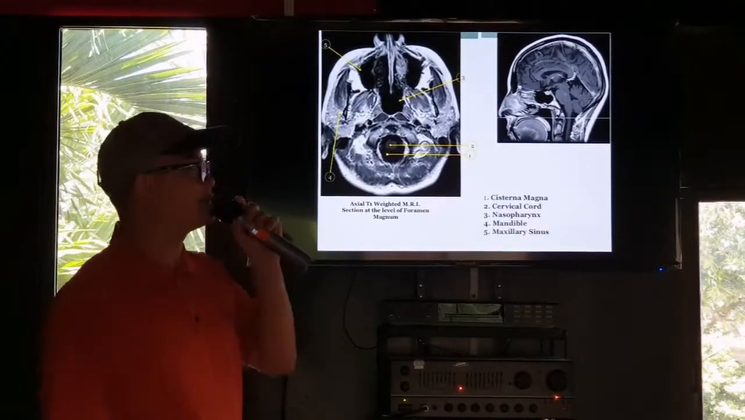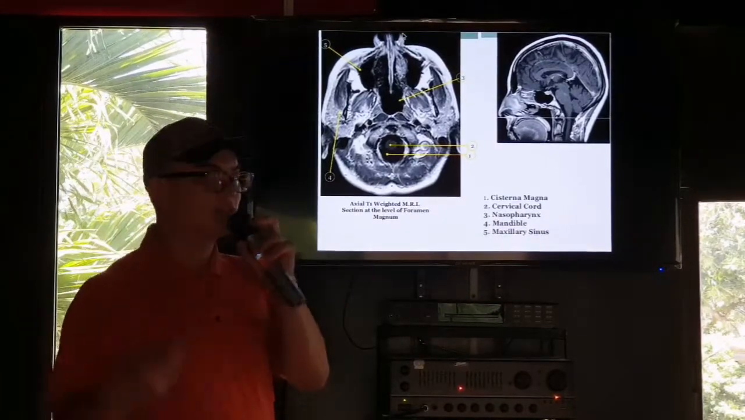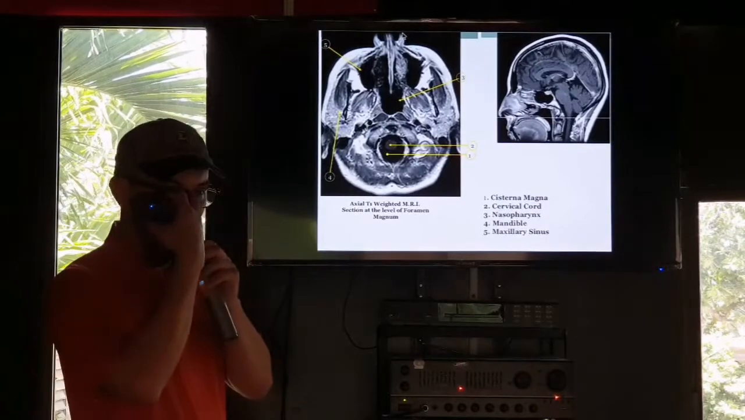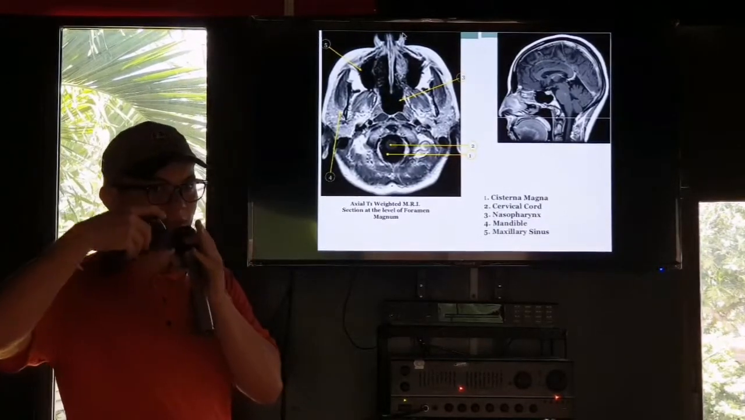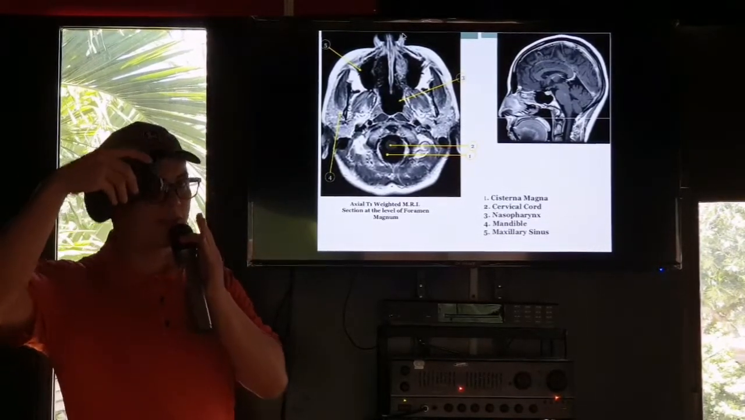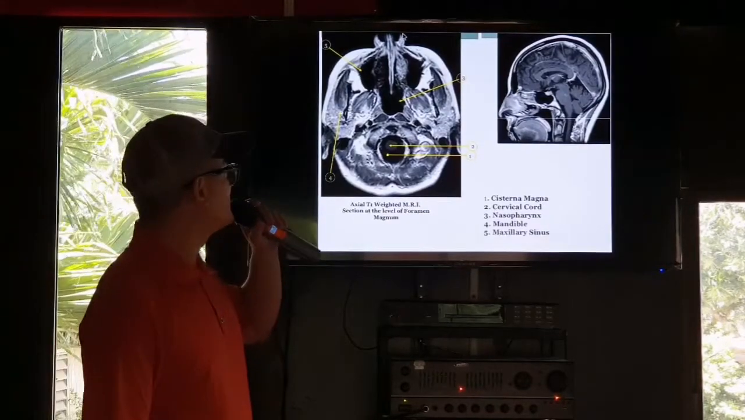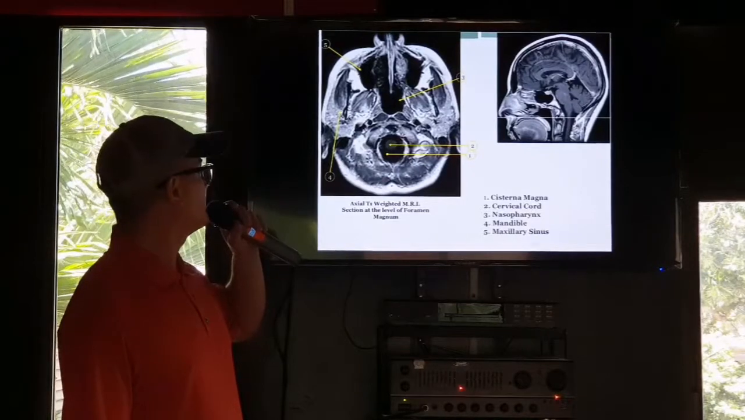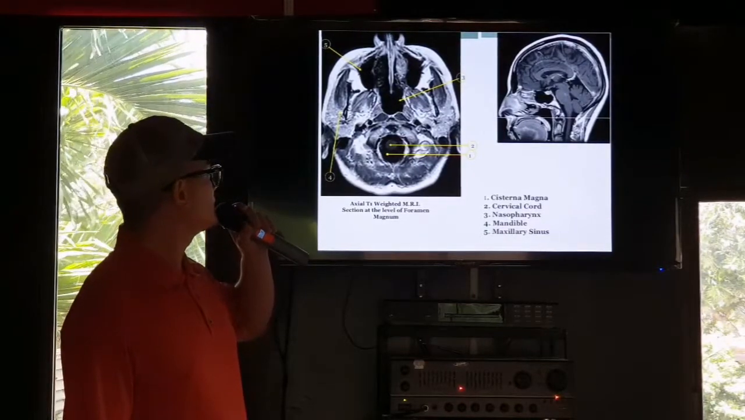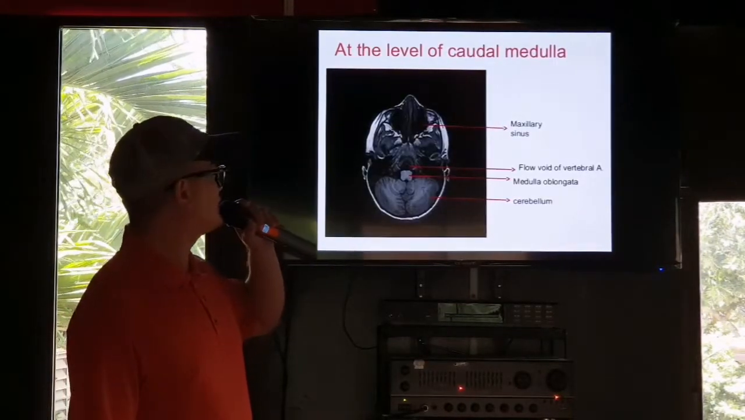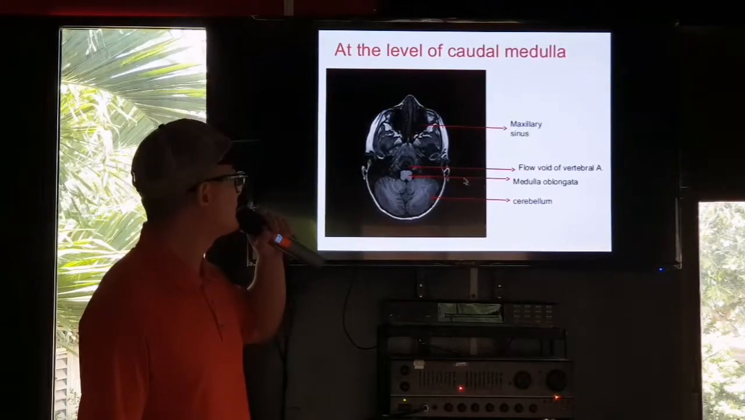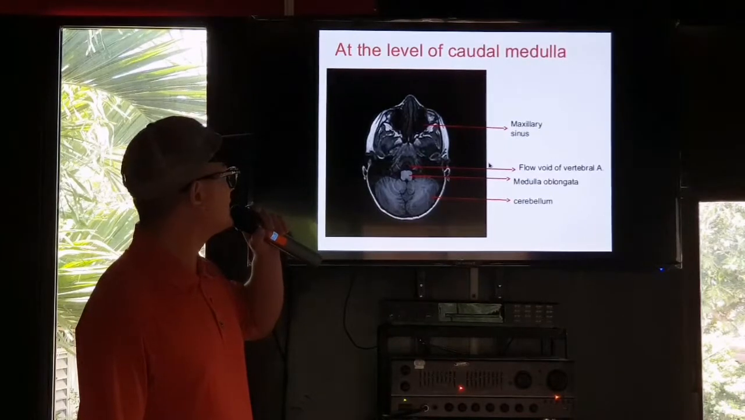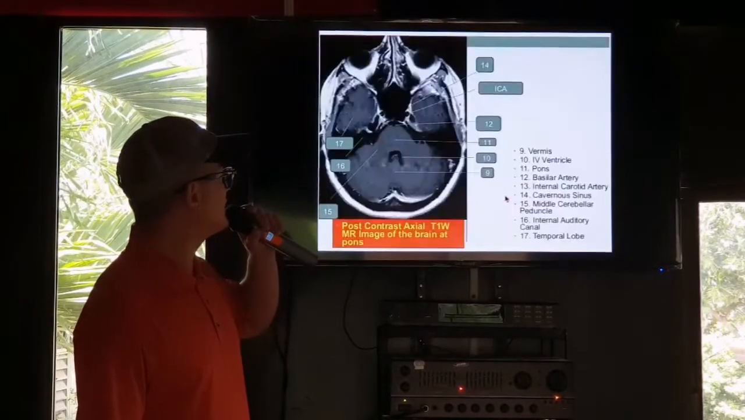It's not yet at the level of the ethmoid sinus. And remember, the sphenoid sinus is way above, at a higher level, approximately at the level of the posterior ethmoid sinuses, or even higher, or sometimes a bit lower. So at the level of the caudal medulla, still you can see maxillary sinuses, medulla, and the cerebellum, of course.